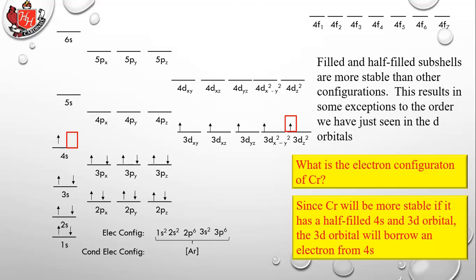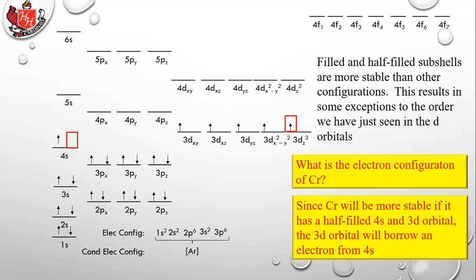So chromium is actually more stable in that configuration than it is in the original configuration that we would have figured it should be. So let's read down below. It says, since chromium will be more stable if it has a half-filled 4s and 3d orbital, the 3d orbital will borrow an electron from the 4s. So that's actually the electron configuration of chromium. You should know this exception because they could test you on it. Very, very likely test you on it. Very possibly test you on it, okay?